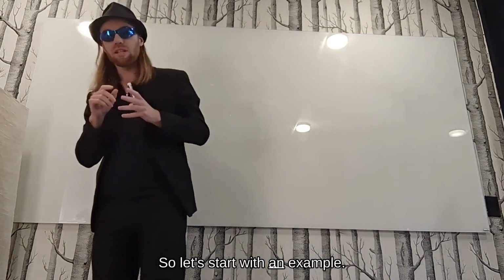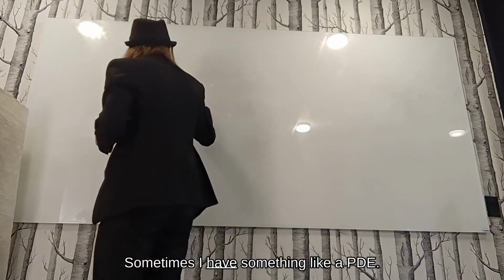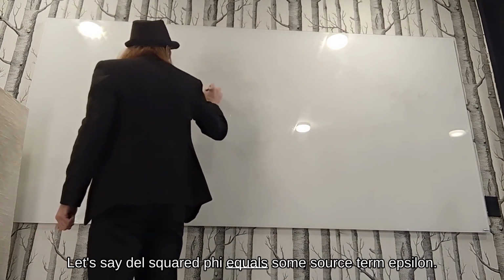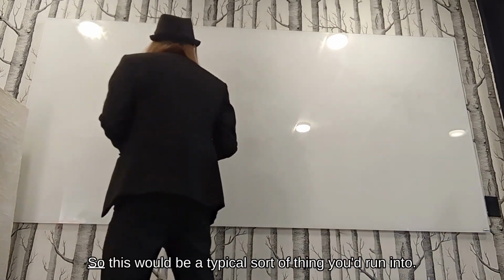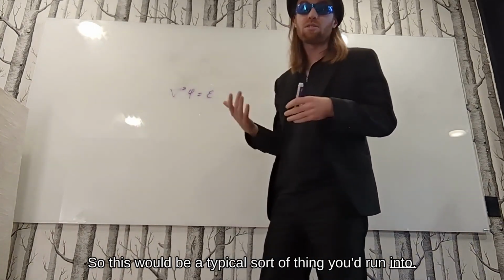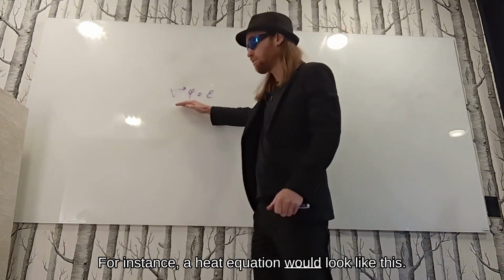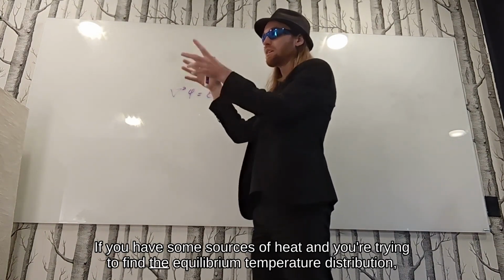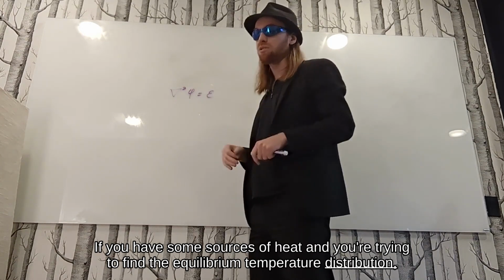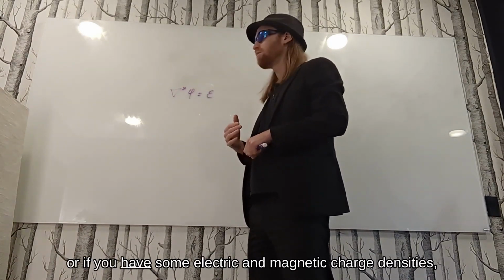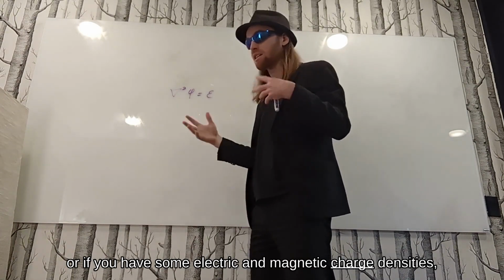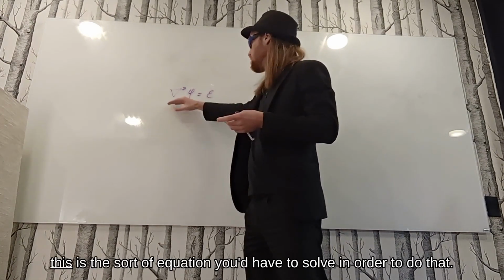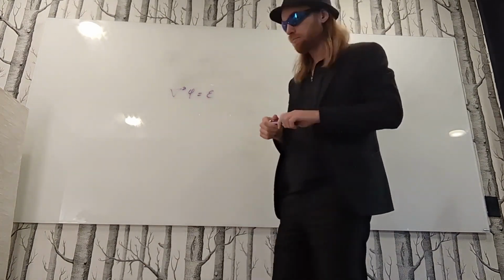So let's start with an example. Sometimes I have something like a PDE. Let's say del squared phi equals some source term epsilon. So this would be a typical sort of thing you'd run into. For instance, a heat equation would look like this. If you have some sources of heat and you're trying to find the equilibrium temperature distribution, or if you have some electric and magnetic charge densities and you're trying to find the equilibrium electric and magnetic fields, this is the sort of equation you'd have to solve in order to do that.